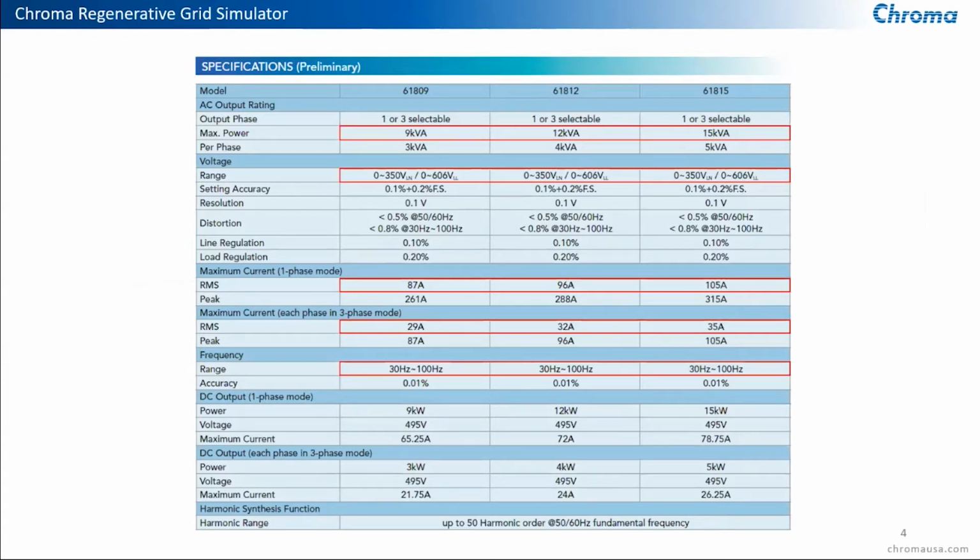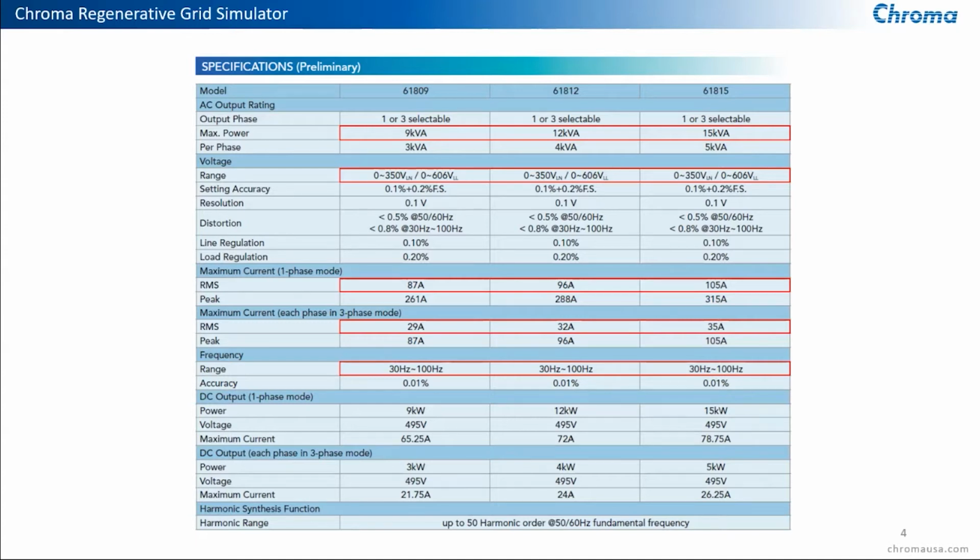Okay, now let's briefly go over the 3 different models that we have available. We have the 61809, which is a 9 kVA unit, and it has a 29 amp current maximum output in 3-phase mode per phase, and 87 amp maximum current output in 1-phase mode. We also have the 61812, which is a 12 kVA unit, and it has a 32 amp current maximum output in 3-phase mode per phase, and a 96 amp maximum current output in 1-phase mode.